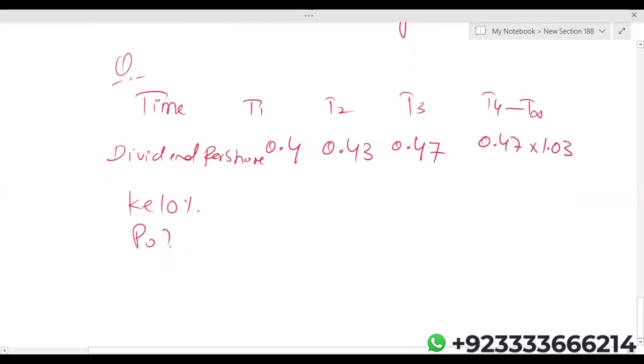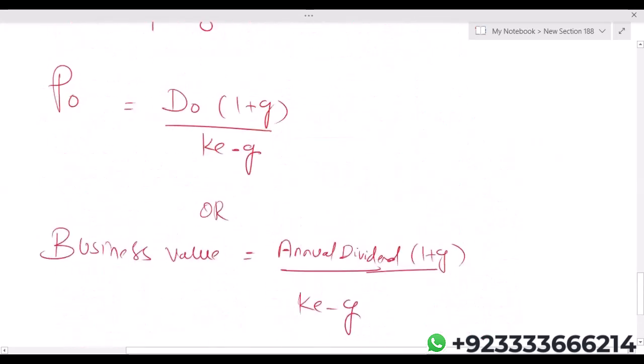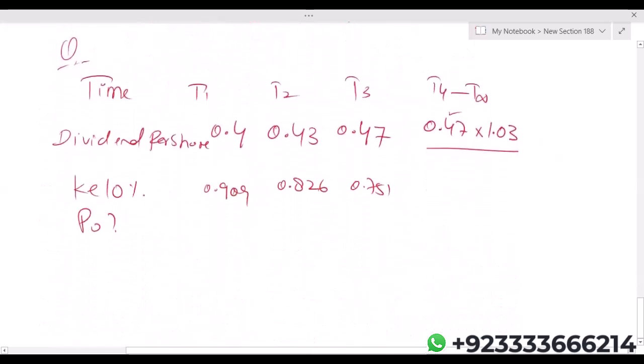Now, obviously, I need to calculate the present value of the dividends. So the discount rate is K: 0.909, 0.826, 0.751. Now come here. Dividend (1 plus growth rate) over K minus G, look at the formula. K is 10% minus the growth rate. Now, we are not using this formula from T1 till T infinity. We are using this formula from T4.